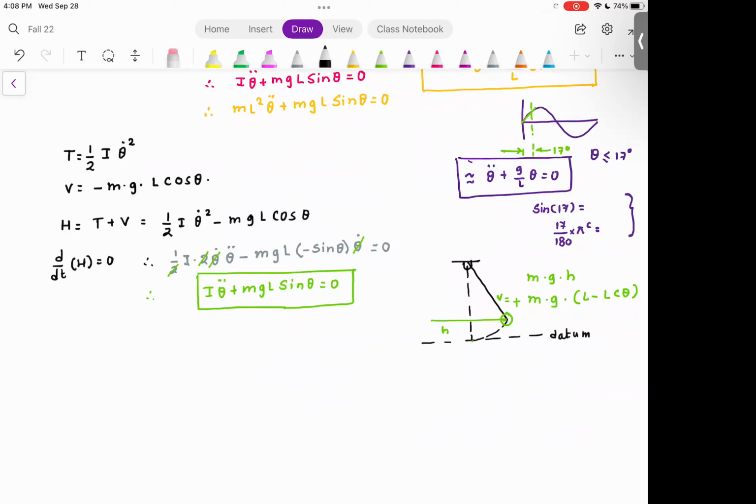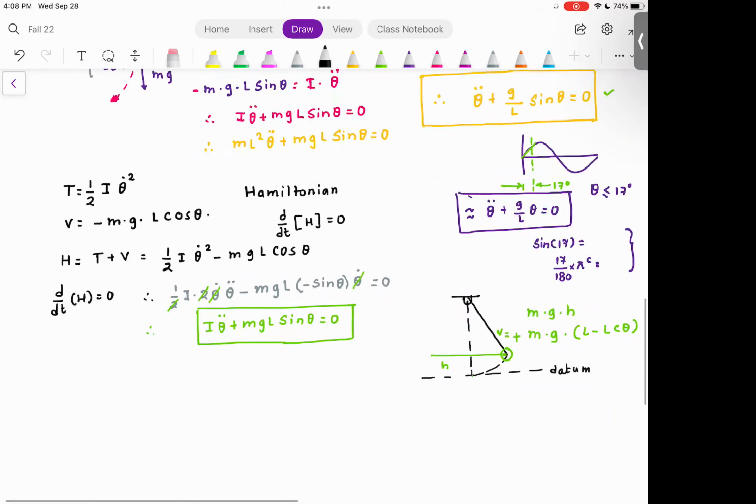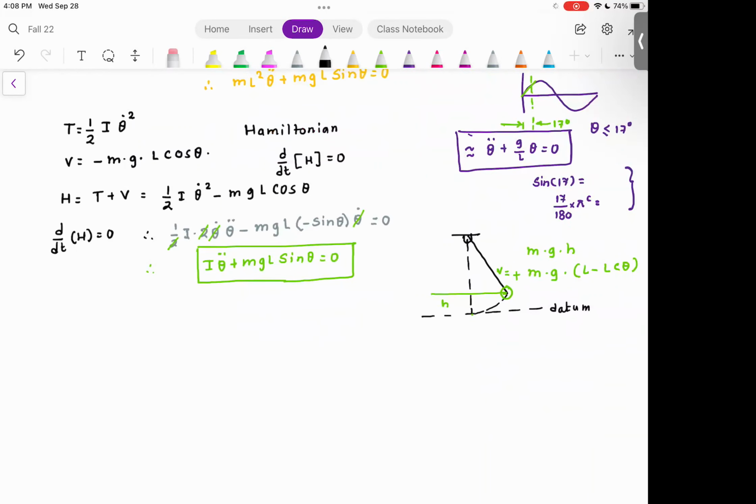Then isn't it T minus V? No, wait, the T minus V is coming. It's not there yet. This is the Hamiltonian. So what I did, I differentiated the Hamiltonian and equated it to 0. Do you agree with me? I did not use the Lagrangian techniques yet. Now I want to solve this using the Lagrangian.